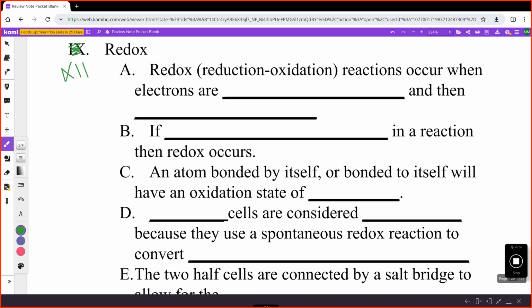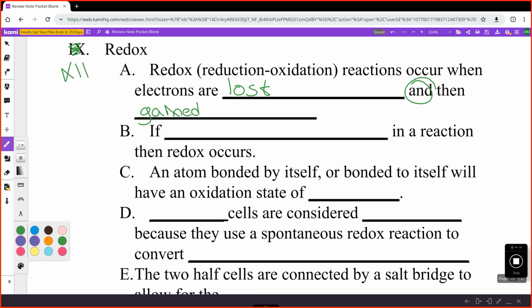This only happens when electrons are lost and gained. Okay, so electrons are either lost, well, actually, they're not either lost or gained. They are lost and gained. You can't have one without the other. Right? This would violate the law of conservation of charge. You have to have the exact amount of electrons lost and gained in a redox reaction.